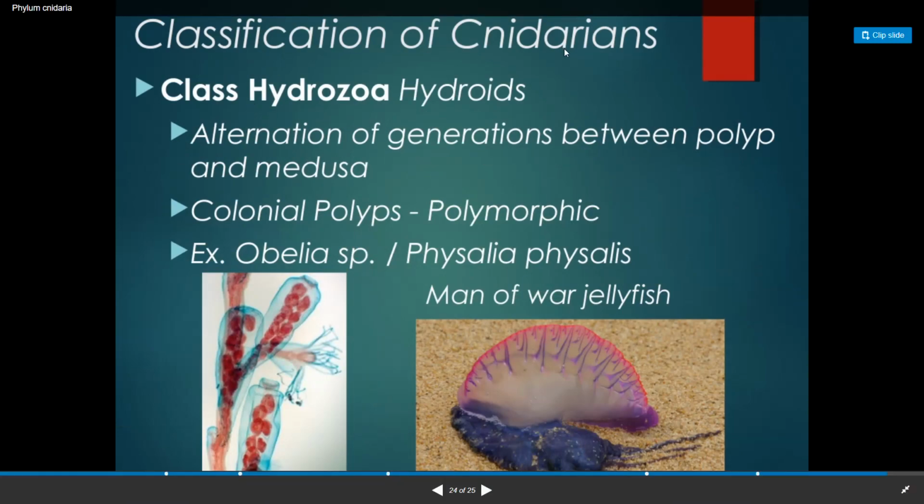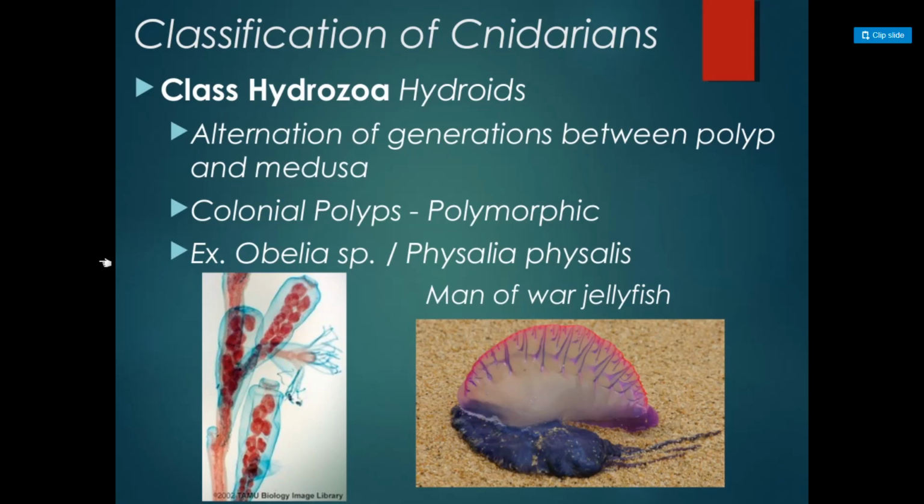So, classification of cnidarians, Hydrozoa, hydroids. These alternate between polyp and medusa. So, colonial polyps. So, this would be your Portuguese man-o-war jellyfish.